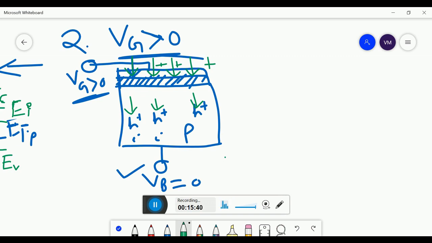Fine. Now what will happen when they are repelled downwards? What remains at the surface? Please think for a while. Pause this video and think for a while that what will happen when you repel all the holes. What remains behind?